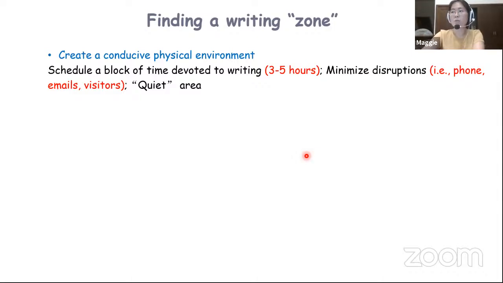And then you also need to minimize disruptions. For example, you can silence your phone, not check any emails, and avoid any visitors. You need a quiet area for writing. And also watch what you eat, because sometimes stress begets hunger. When you feel stress from writing, maybe you will try to eat more, and then eating may distract your focus on writing. So watch what you eat.